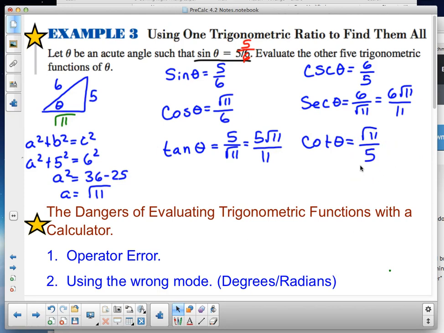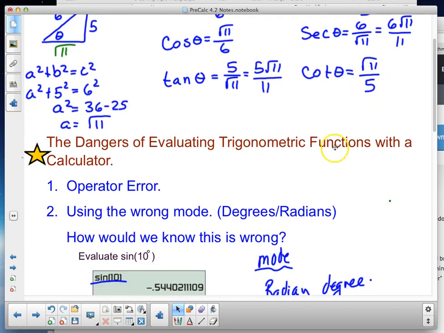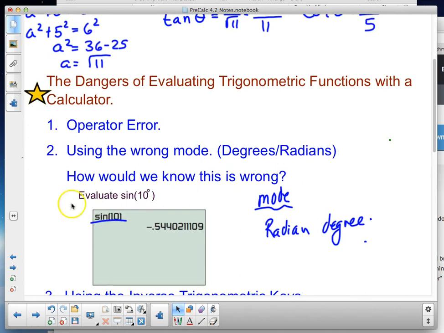A couple things about your calculators. The danger of evaluating trig functions with a calculator: you've got operator error, fat fingeritis, but also using the wrong mode. We talked about the mode, degrees versus radians. That's all in your mode key, and so you need to know the difference. But also, more so, you've got to be able to pay attention to whether you're in degrees in the problem or in radians. So, using the wrong mode, degrees and radians, how would you know if this is wrong?